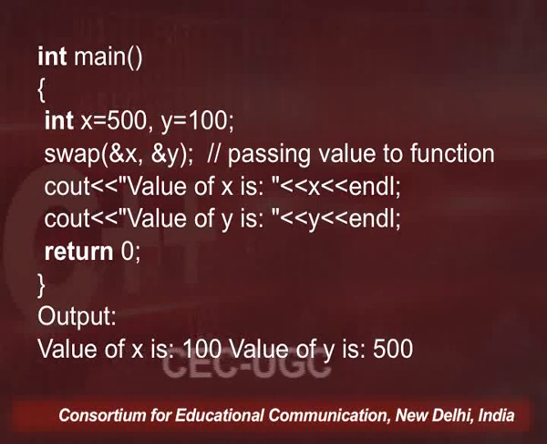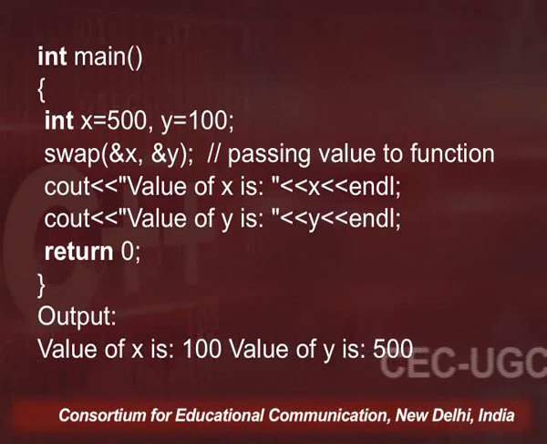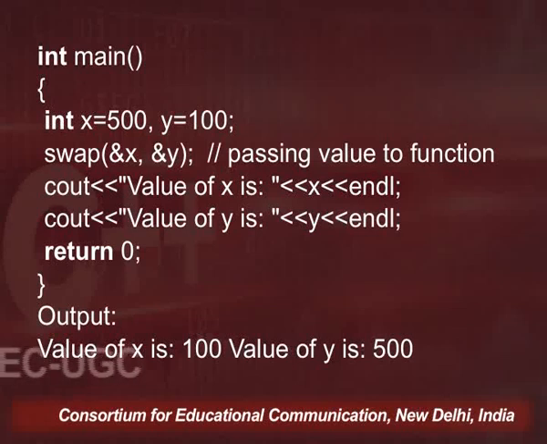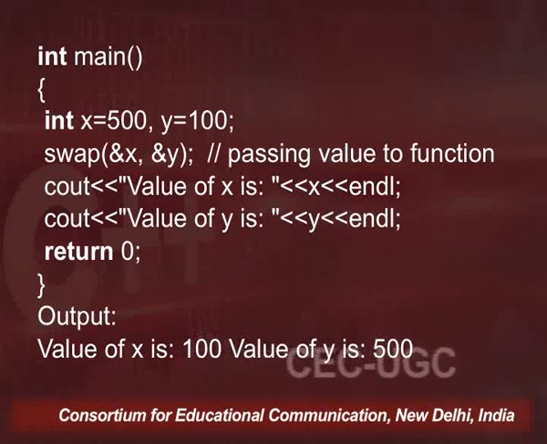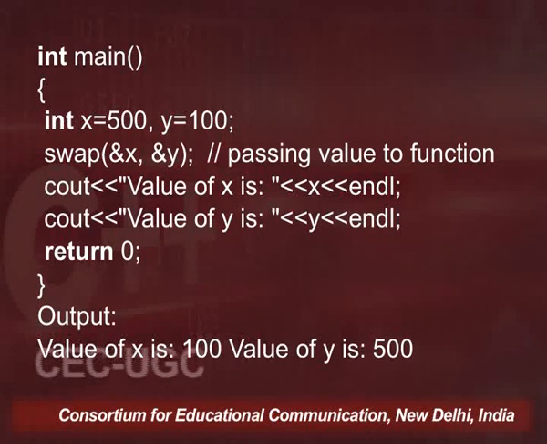So here asterisk x is equal to asterisk y. So instead of 500, 100 is being stored onto that particular location which is being pointed to by x, and asterisk y is equal to swap. That means that value 500 which was earlier stored in swap is given to that place which is being pointed to by pointer y.